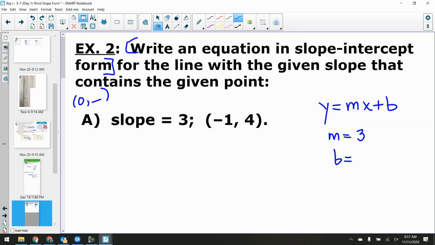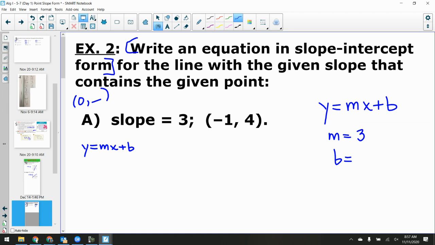I'll teach you actually 2 different methods to do that today, okay? The first one I like to call the solve for b method. This is the solve for b method, when we're not given b, but we have to find it. We have to solve for it. Now, how do we do that then? Well, we know slope-intercept form is y equals mx plus b, correct?